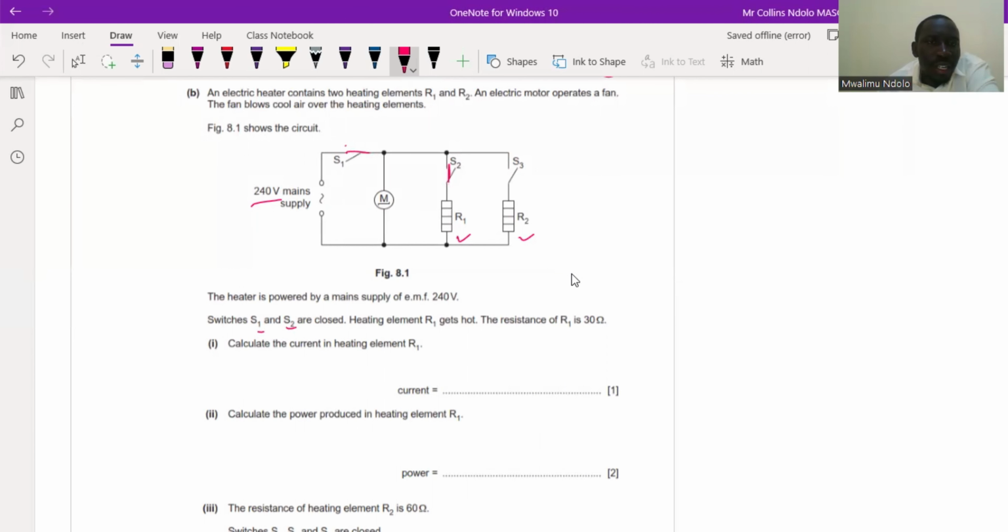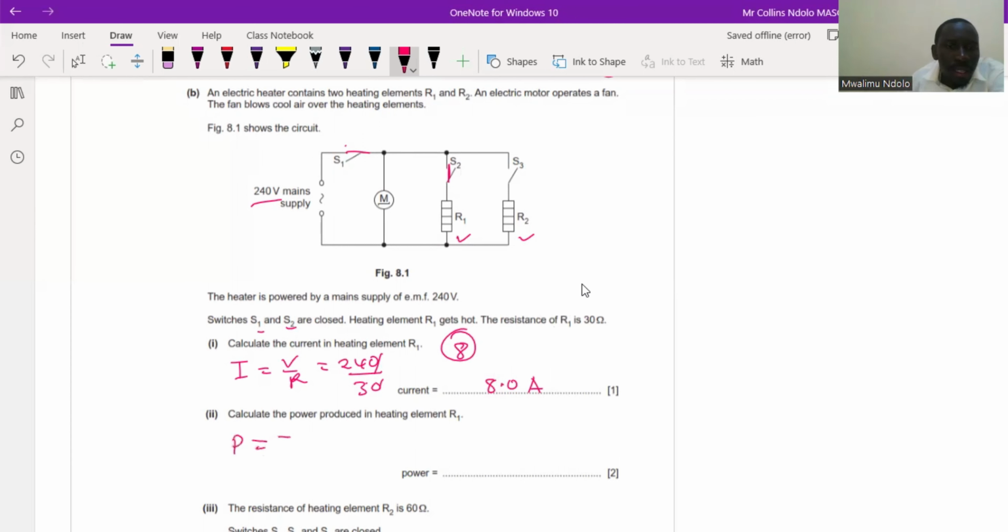So motor R1 and the main supply, they're in parallel. That means I is V over R. So that is 240 volts because it's parallel. So in parallel, the EMF, the potential difference, is the same. So that is 240 divided by 30. You divide, that will give you 8.0 amps. Remember, this value here will give you 8, but our answer is supposed to be in 2 significant figures. So we have 8.0.